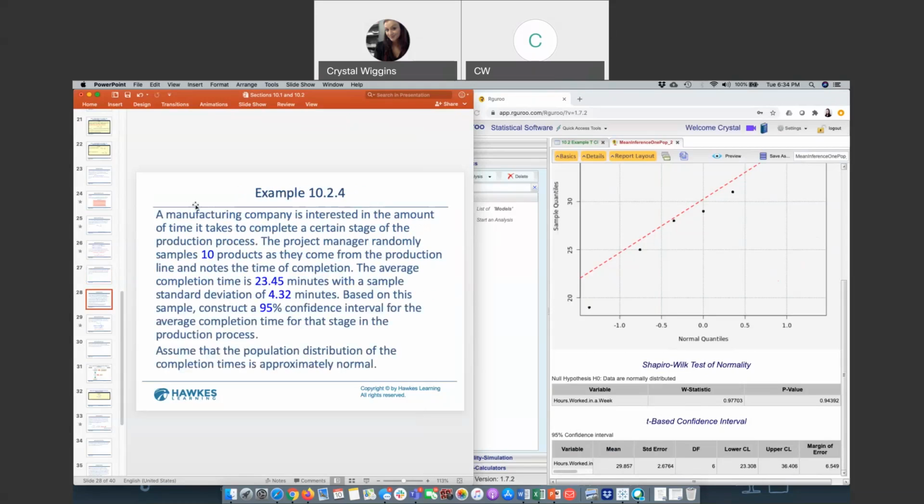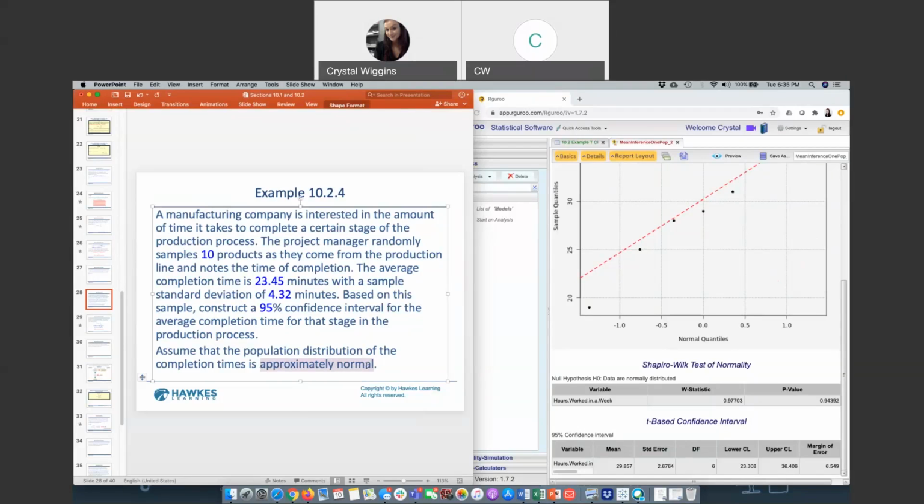Next example, a manufacturing company is interested in the amount of time it takes to complete a certain stage of the production process. The project manager randomly samples 10 products as they come from the production line and notes the time of completion. The average completion time is 23.45 minutes with a sample standard deviation of 4.32 minutes. Based on this sample, construct a 95% confidence interval for the average completion time for that stage in the production process. Let's assume that the population distribution of completion times is approximately normal.